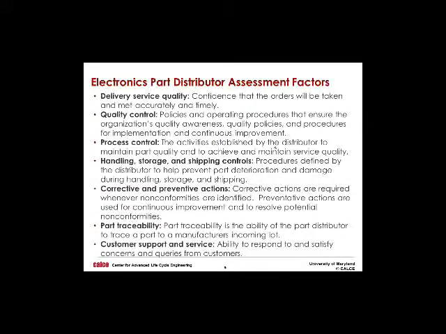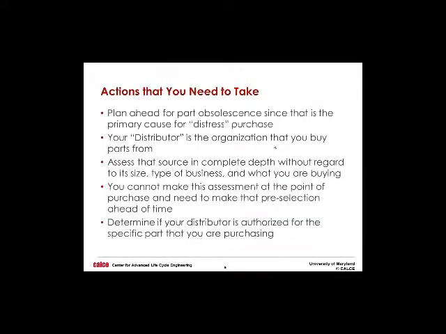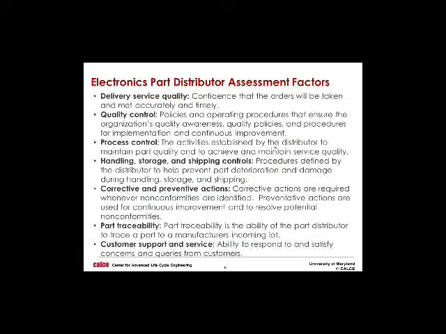So the point I want to make is, number one, you need to plan ahead of obsolescence, because that's the cause of distressed purchase. Number two, your distributor is the organization that you are buying from. It may not be a distributor on its signboard. It may not be a distributor formally, but if you are buying some parts from a maintenance facility, you still need to look at these parameters for that maintenance facility to see how they control storage and handling, and can they give you part traceability. It doesn't matter who is selling you.